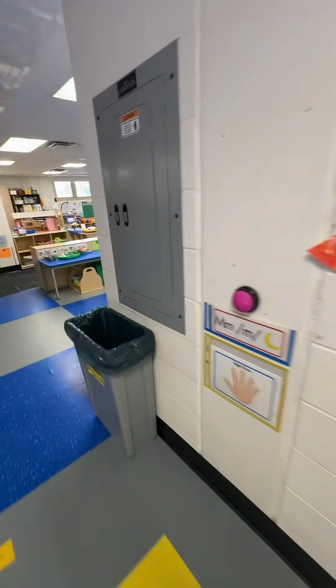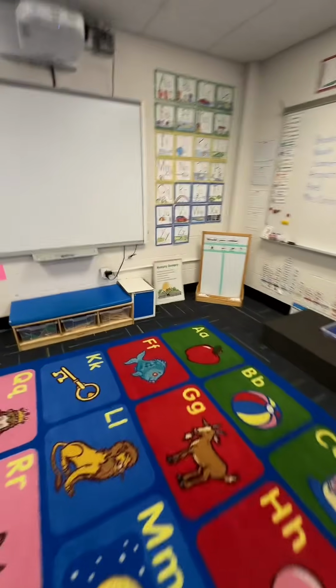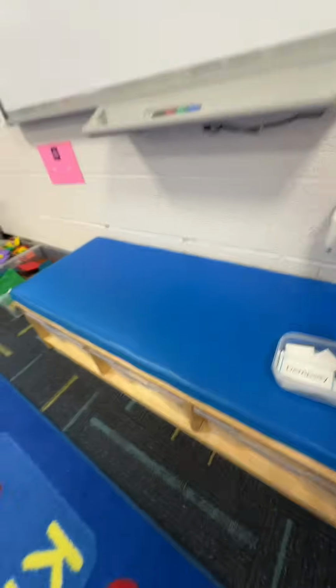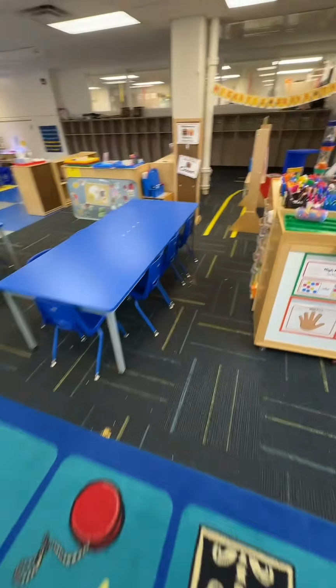When students walk in, they do our high five letter review. Next, they find their cubby and hang up their coats and backpacks. Then they have to answer the question of the day before they play. These are always repetitive reading questions so that they can read them independently. Right now we have would you rather questions. Would you rather eat broccoli or cucumbers?